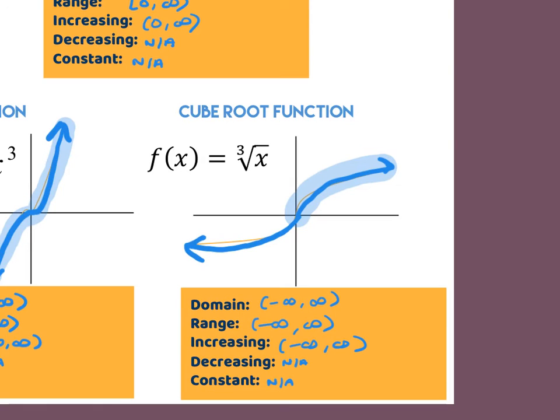Domain and range on cube root and cubic root will always be negative infinity to positive infinity, no matter what kind of shift we give it.